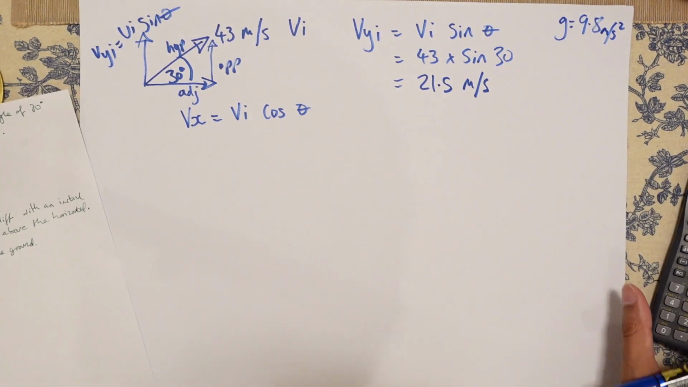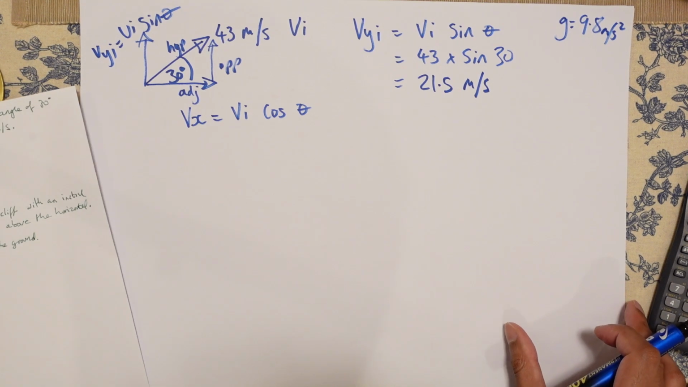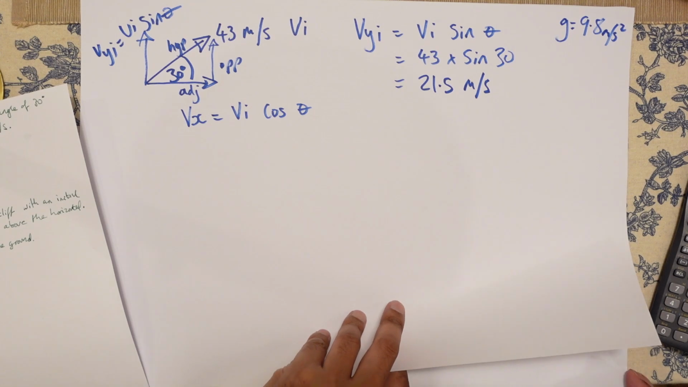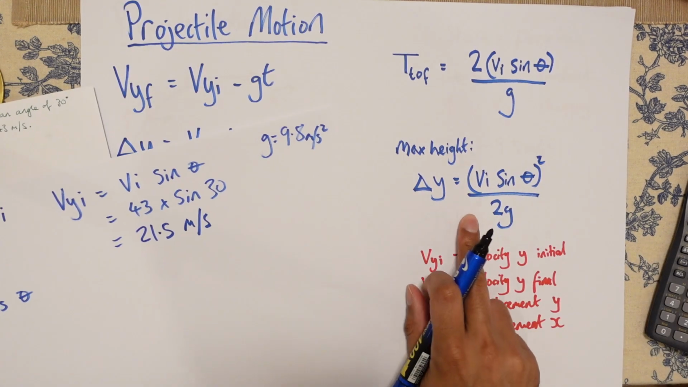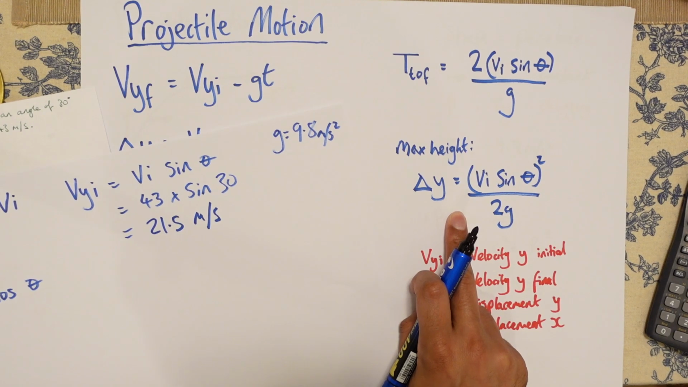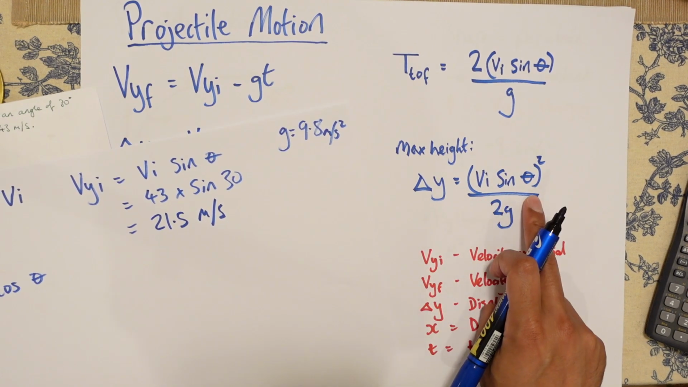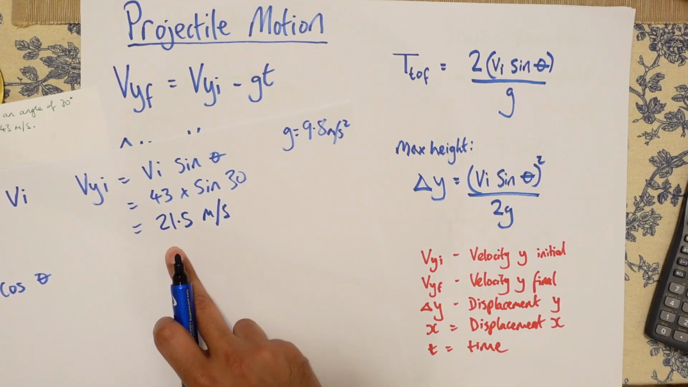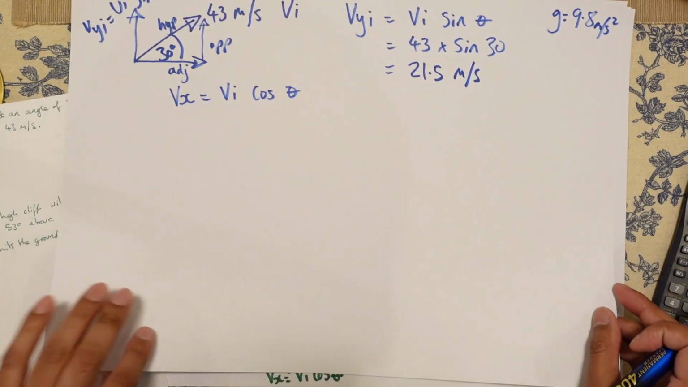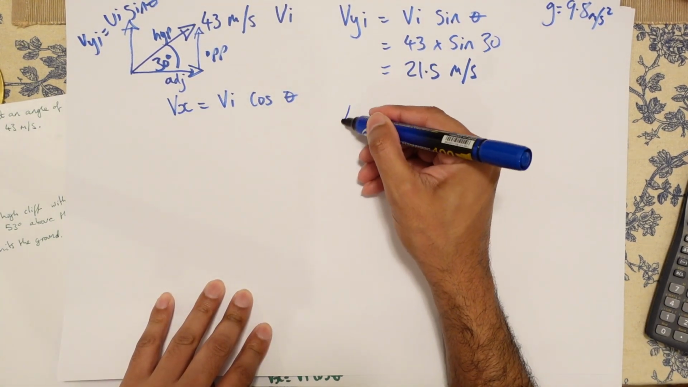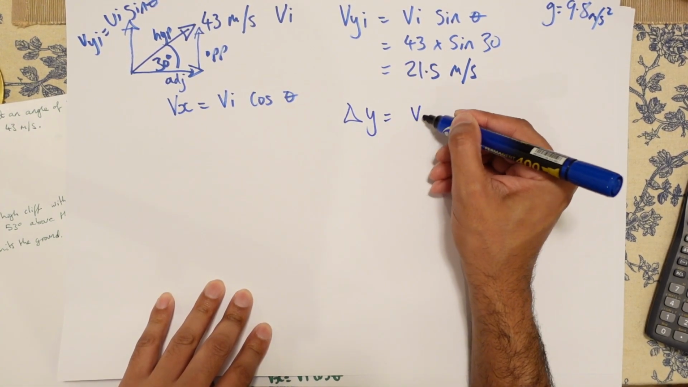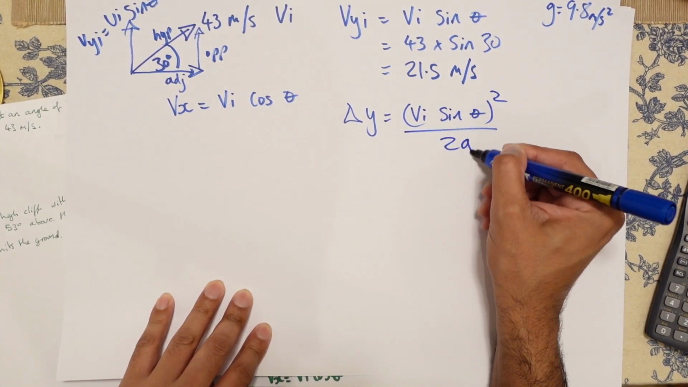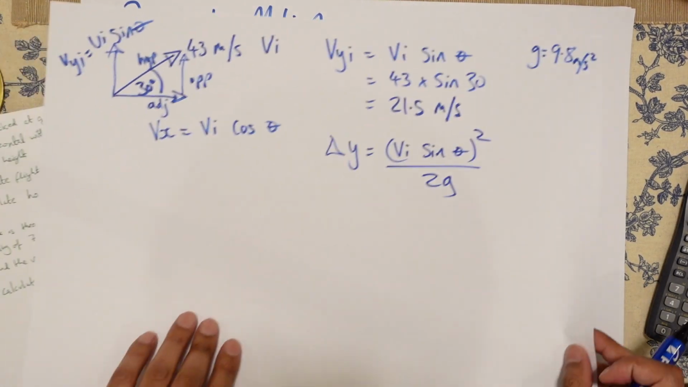Let's have a look at what we've got to do. So we've got to calculate the height. I know I've got an equation here somewhere for the height. It's over here, and maximum height is this one. Have a look. Delta y is Vi sine theta squared divided by 2g. I've already done Vi sine theta. Okay, let's square it. Let's put it over here. Delta y, Vi sine theta squared divided by 2g. Make sure I've written it properly, which I have.